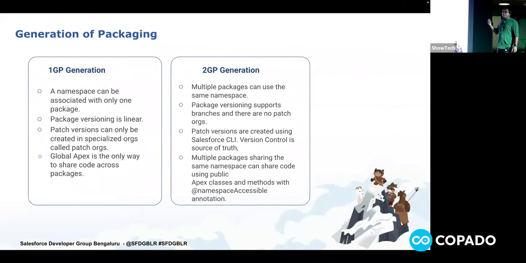If you have some hot fixes, you want to have some patch releases, you need patch orgs that will be doing it for you in 1GP. But in 2GP, you don't have that restriction, because there is no concept of patch orgs. You are using Salesforce CLI, you can pretty much cover everything. And version control is a source of truth in your 2GP format. 1GP was not supporting this, so that is like the older one. I think 1GP will be supported for managed going forward, and then eventually everything will be 2GP managed and 2GP unmanaged, unlocked.